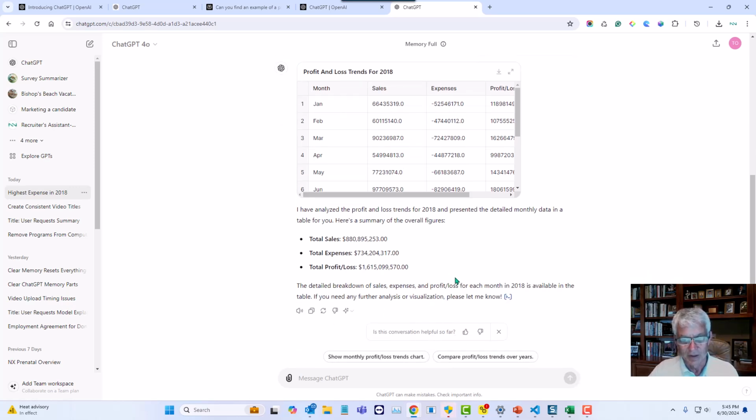investment fund? All right, so here I have analyzed the profit and loss trends for 2018 and presented the detailed monthly data in a table for you. Here's a summary of the results. And so it shows total sales, total expenses, total profits. The detailed breakdown of sales and expense and profits of each month is available in a table.